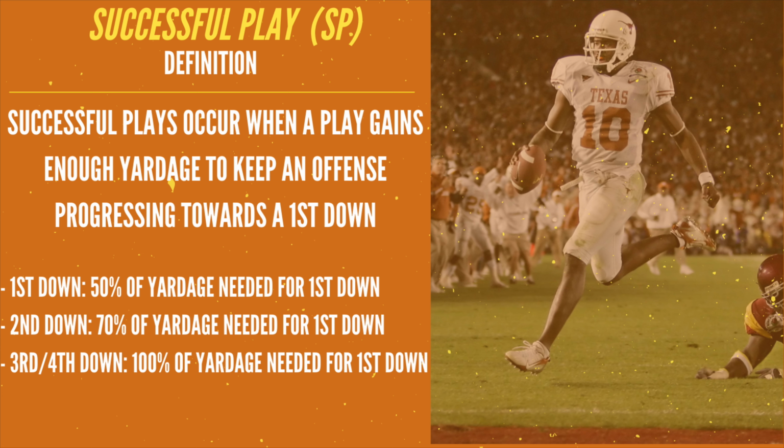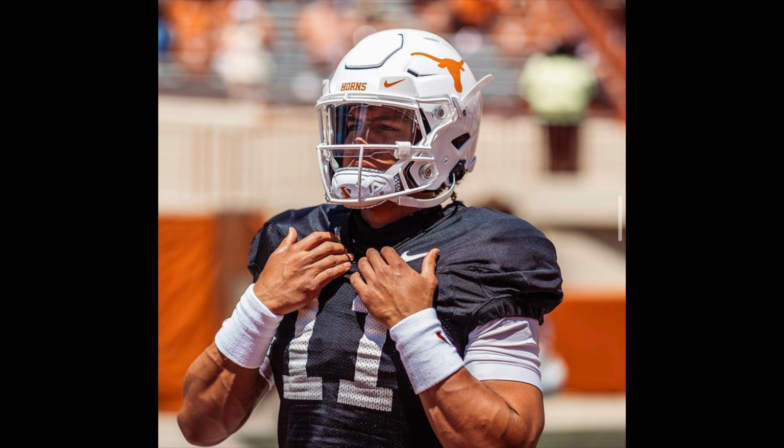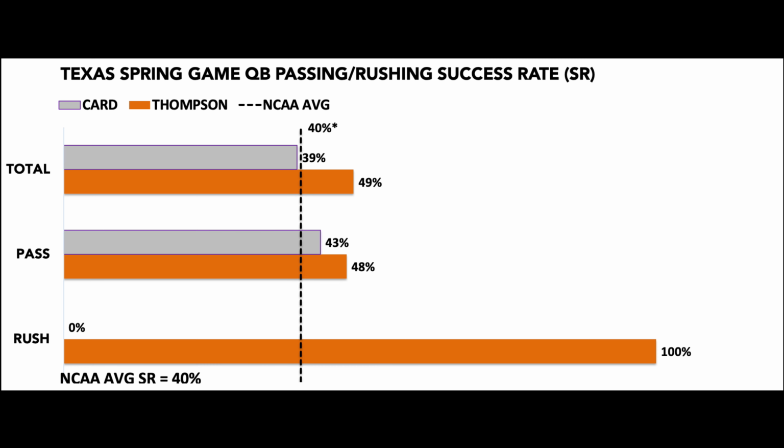So when we're looking at these successful plays, when it comes to the passing and the rushing, when it comes to Hudson Card and Casey Thompson, Casey Thompson's passing successful plays was at 48%.